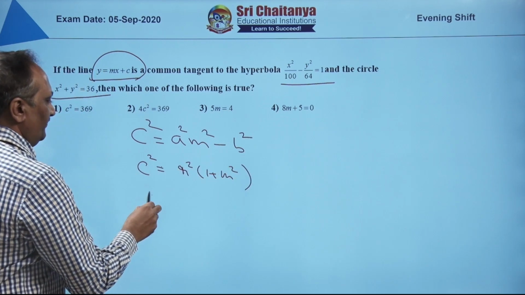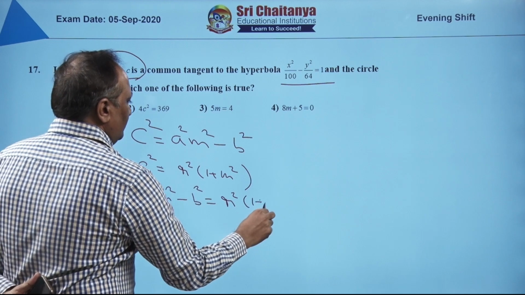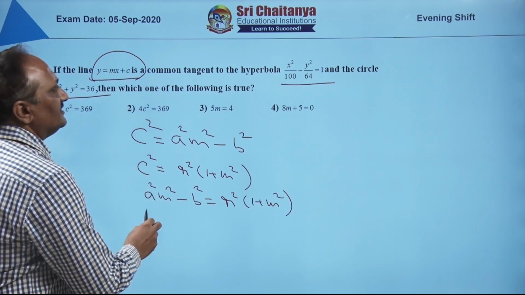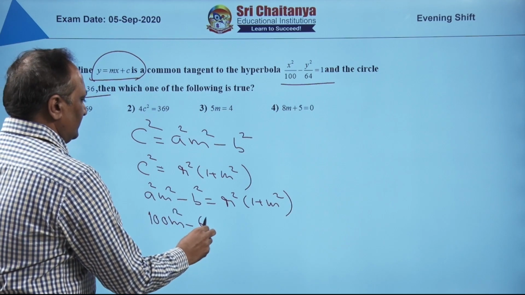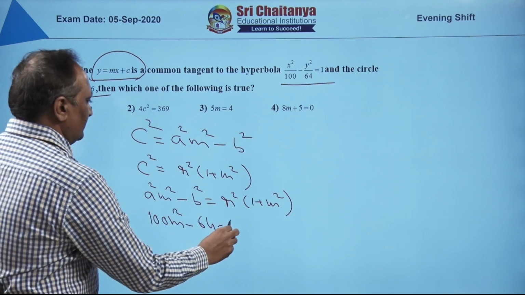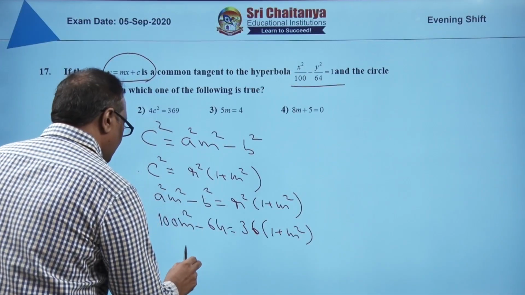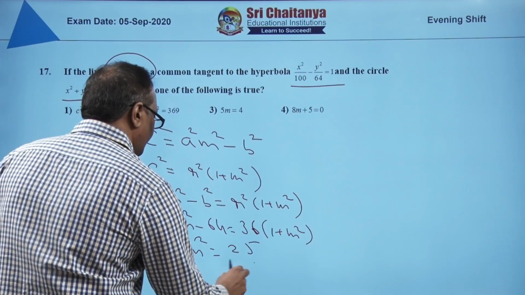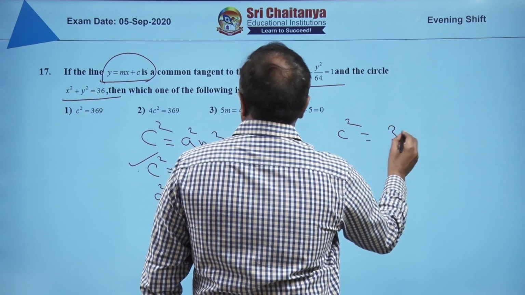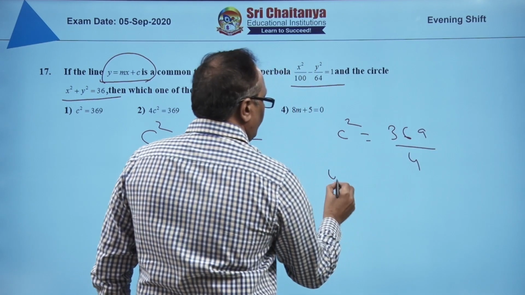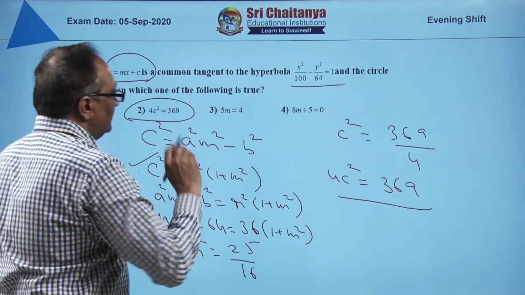Equate both of them: a square m square minus b square is nothing but r square into 1 plus m square. A square is 100, b square is 64, and r square is given as 36, so 100 m square minus 64 equals 36 into 1 plus m square. M square is nothing but 25 by 16, and substituting in this, c square is nothing but 369 by 4, so 4c square equal to 369 is the answer. It is given in the second option.